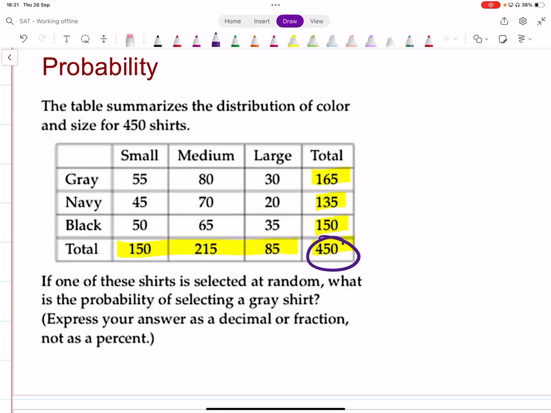Sometimes they don't give you these totals. Whenever you have to do probability calculations, this is the first thing you should always do. If you have, for instance, just this part of the table given, you should always write down the totals yourself because that is what is going to help you do the probability calculations.